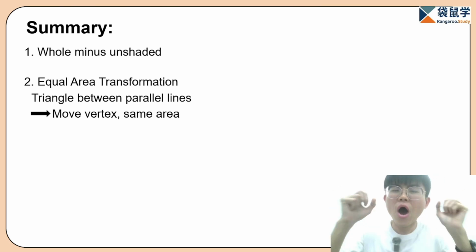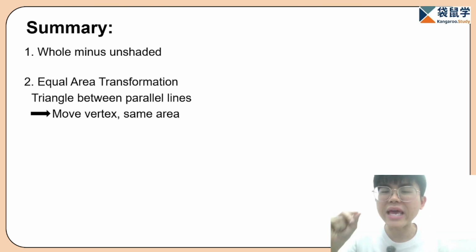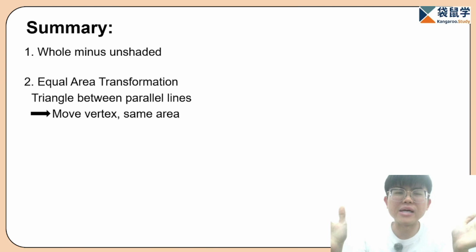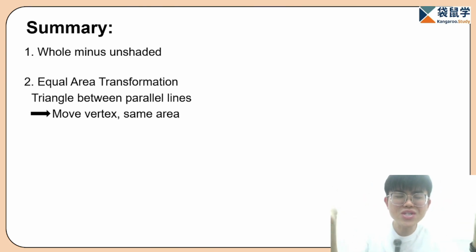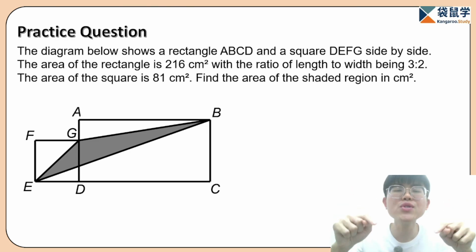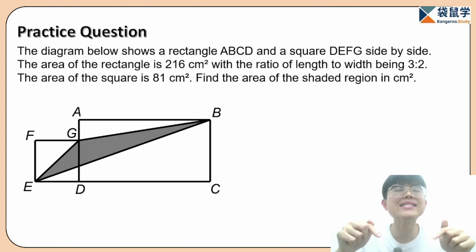So everyone, although many of you like to use the equal area transformation, sometimes there might be some questions that you are not able to do so, and then you just give it up. So you cannot do that. What you should do is try to use other methods. For example, you can use the formula, or you can try to use whole area minus out the unshaded area, right? So now you can try to do this practice question and you can leave your answer in the comment section below.